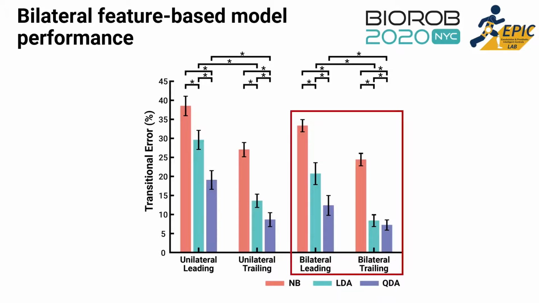Our leading and trailing limb analysis indicates that utilizing the contralateral leg's feature information can help the ML model improve the performance during the transitional gait cycle. This is mainly due to the contralateral leg providing meaningful information, as it has already transitioned into the next mode during a trailing limb situation.